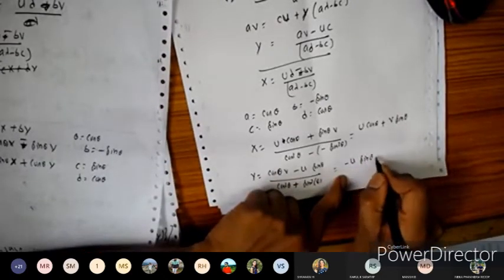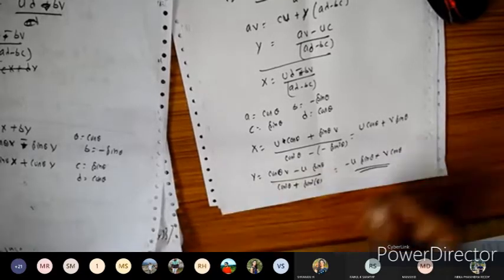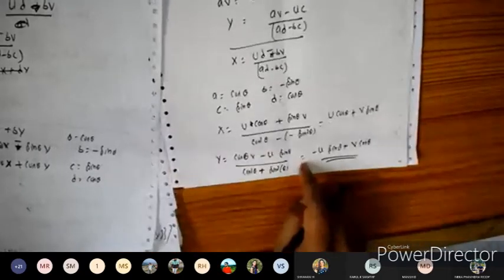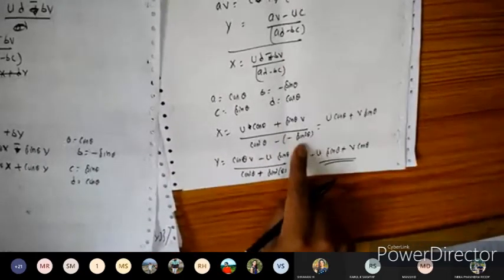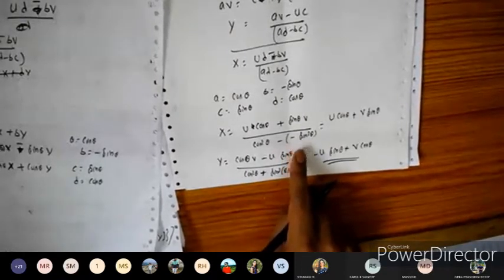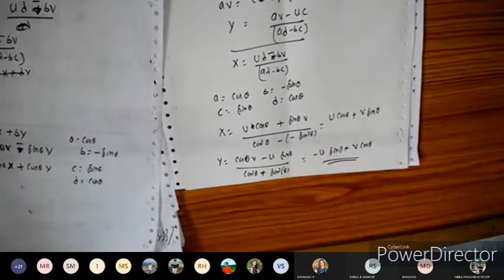So this has become minus u into sin theta plus v into cos theta. So that is the random variable x and y. For the random variable x and y, you're going to substitute here. Here we have already done the AD minus BC, so this one we get here. So done, right?